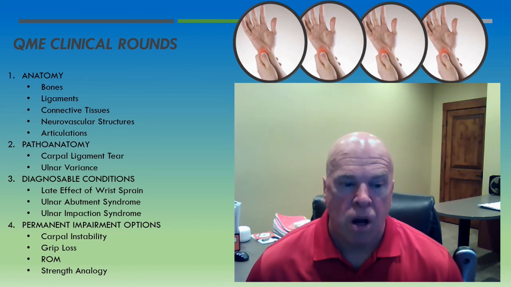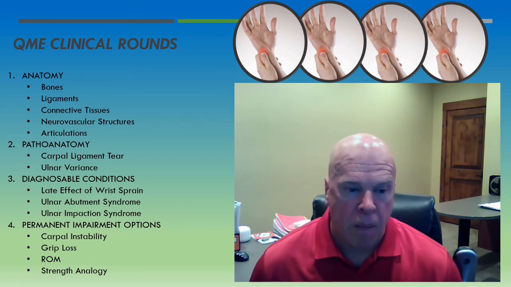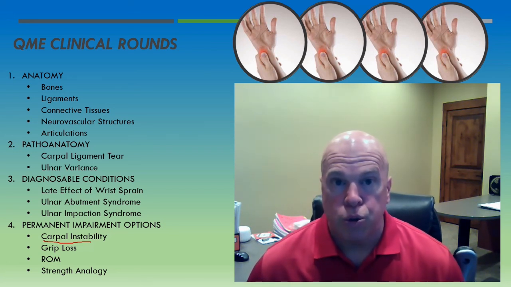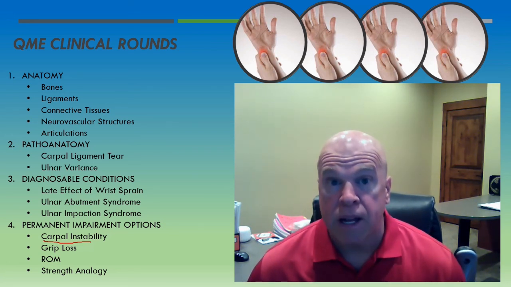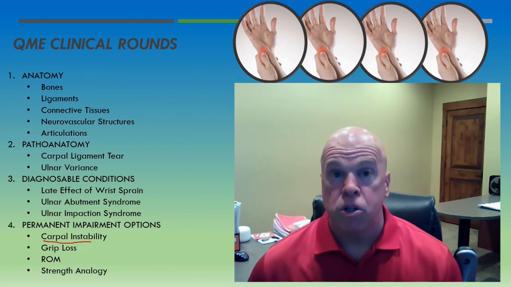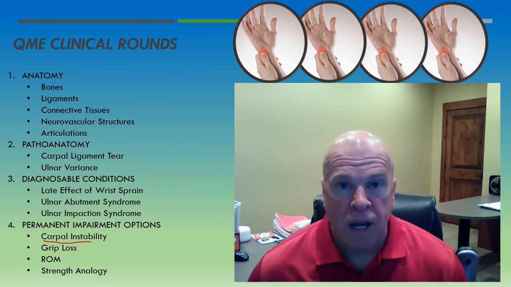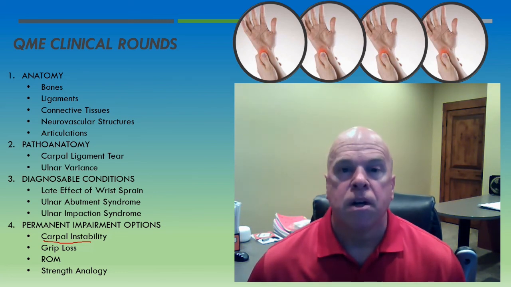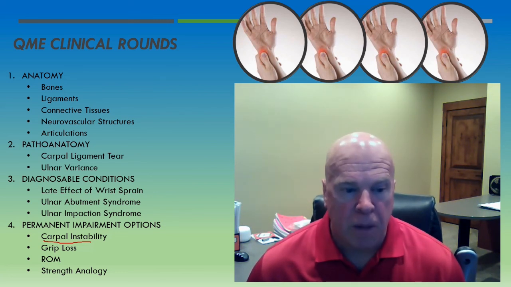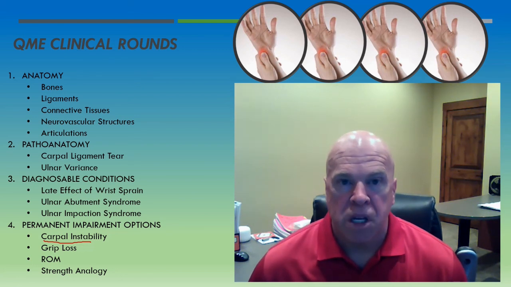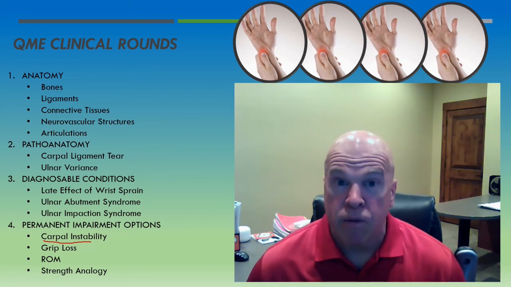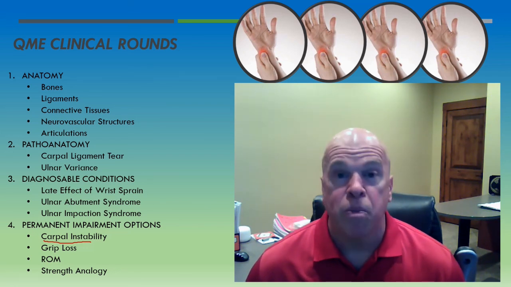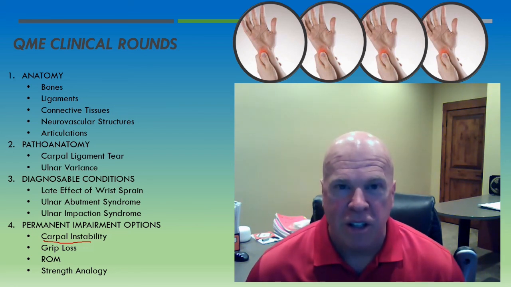And we're going to talk mostly in this program about how to provide for a permanent impairment rating due to carpal instability, whether that instability be of the dissociative carpal instability type or whether it be of the non-dissociative type of carpal instability. Okay, so let's begin with a brief anatomy review of the wrist, and in particular of the ulnar aspect of the wrist.